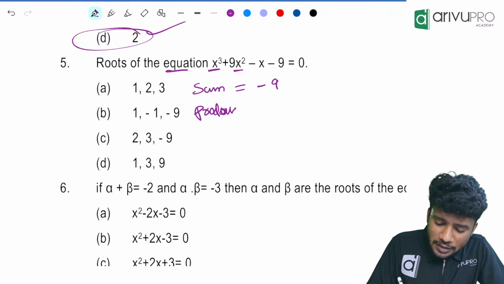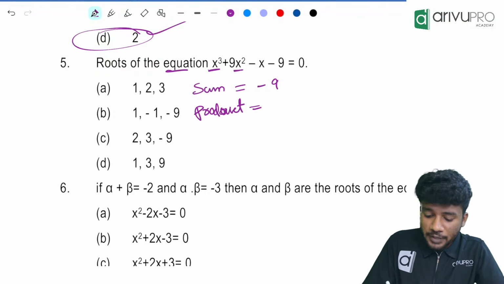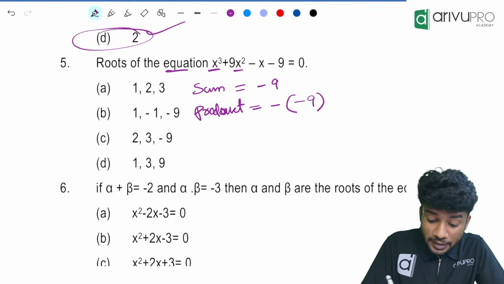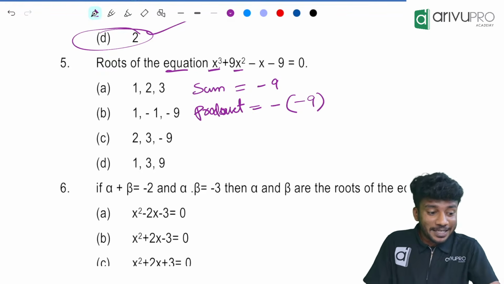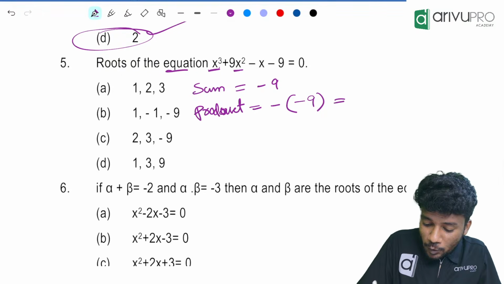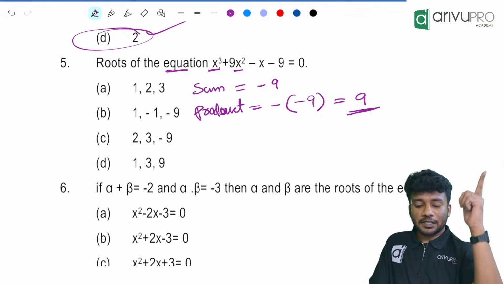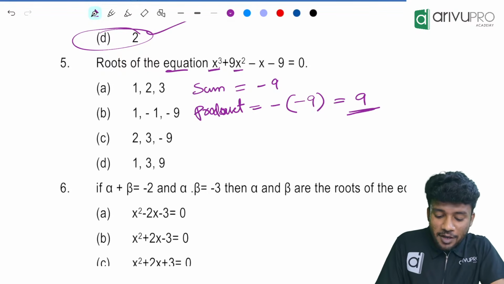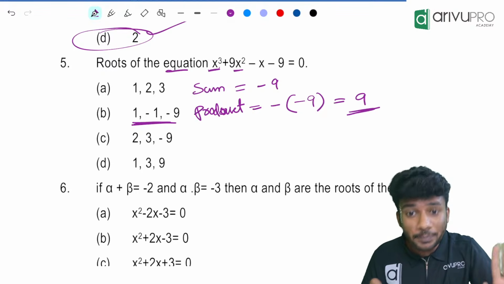Product is nothing but minus of constant term. That means minus of minus 9 divided by coefficient of x cube. Not x square, coefficient of x cube. It can be written as what? Which is nothing but equal to 9. So we have sum is equal to minus 9 and product is equal to plus 9. Looking at the option, what is giving you the answer? Option B is giving it.